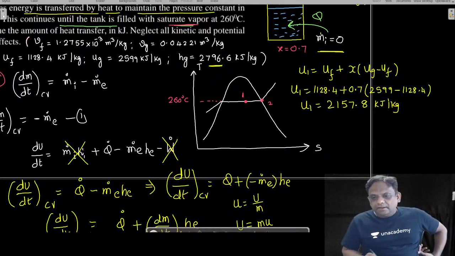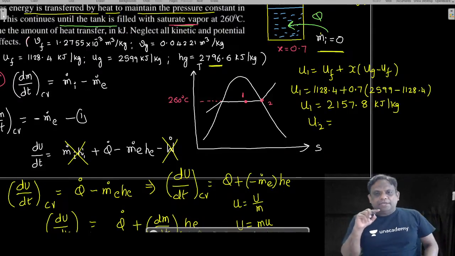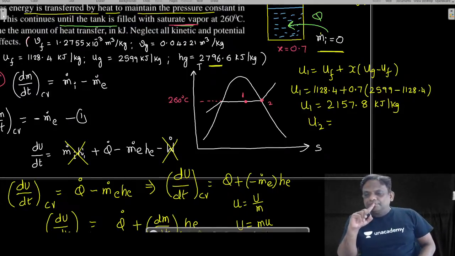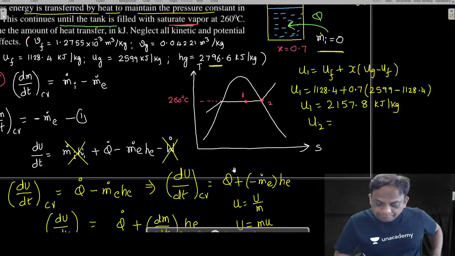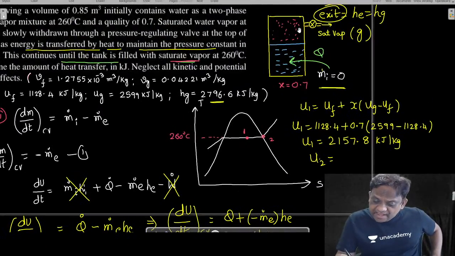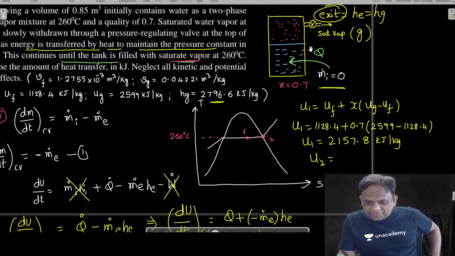Wonderful. And one more is needed, U2. Can you tell me what is U2? Can you tell me the meaning of U2? Meaning of U2. U2 means final conditions in the tank, in the control volume. But finally it is at saturated vapor. I repeat. Thank you, Nishant.